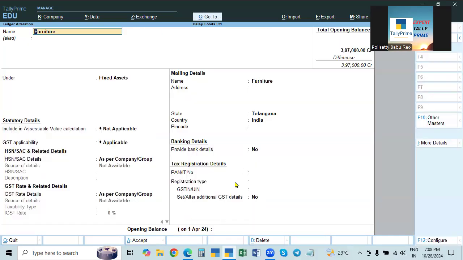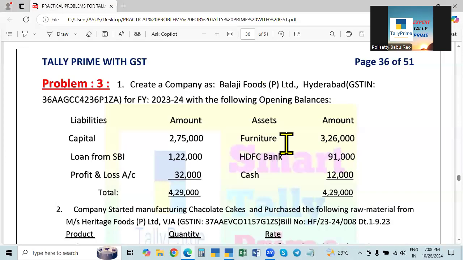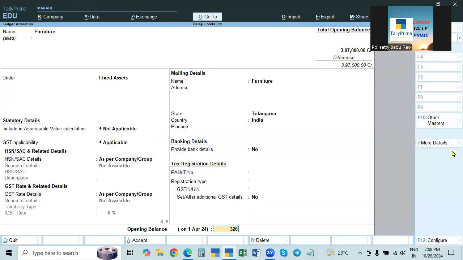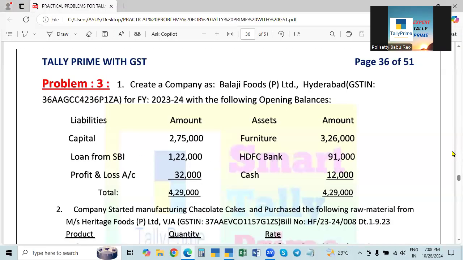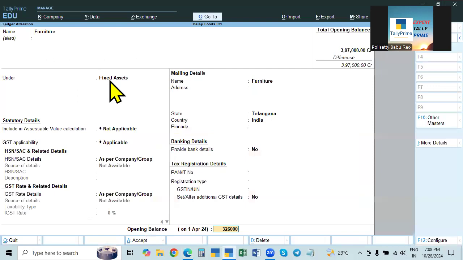Capital goods, and after that you come here and press Control N. Furniture is 3,26,000, and furniture is a fixed asset. It is a debit balance, so it automatically is shown on the debit side. This is the difference.